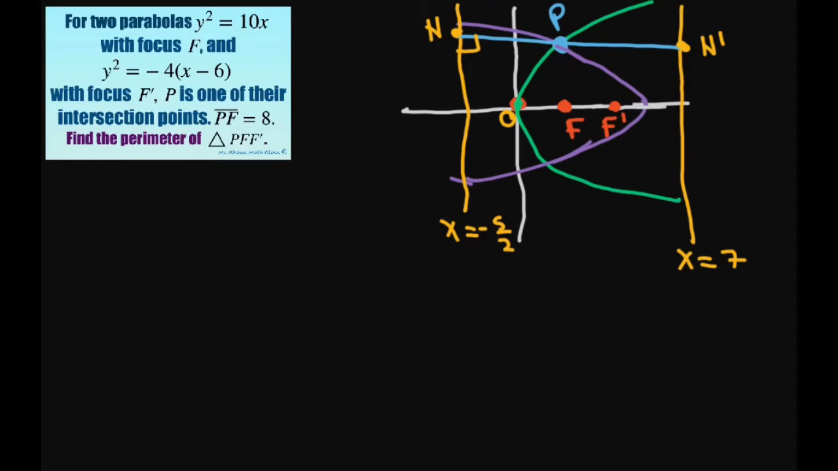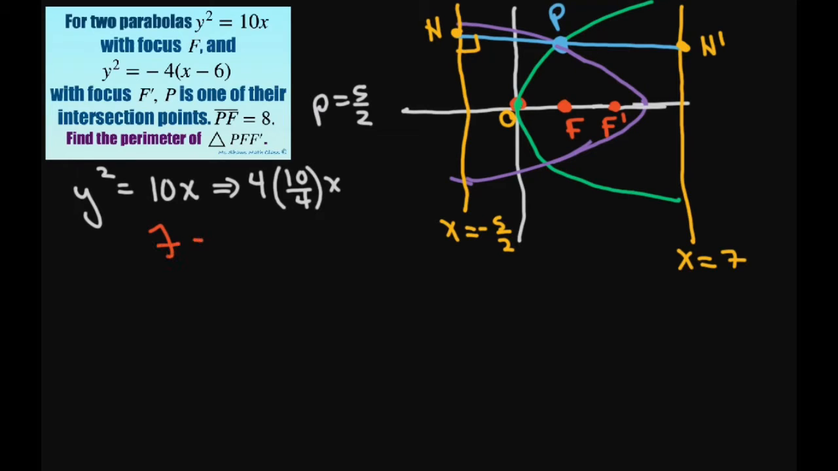Let's go ahead and look at this. If we have y squared equals 10x, we should write this as 4px, right? So to get a 10 here, p is going to be 10 divided by 4. That means my p is going to be 5 divided by 2. Therefore, your focus equals 5 halves, comma 0, and your directrix is x equals negative 5 halves.